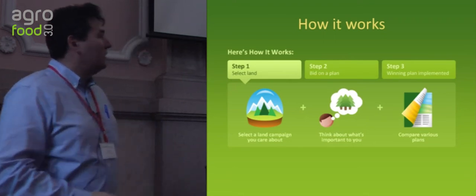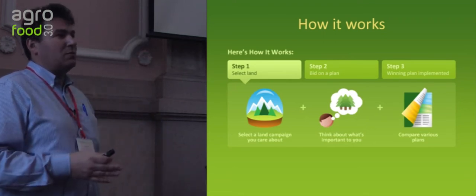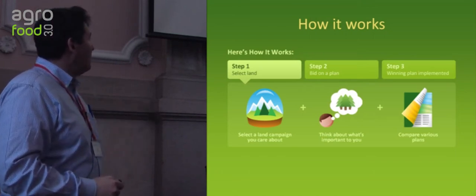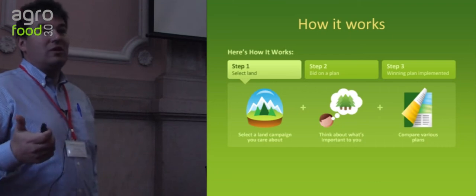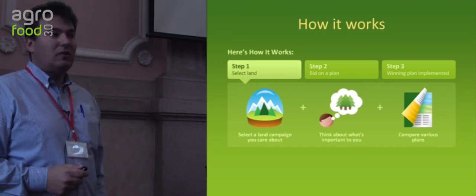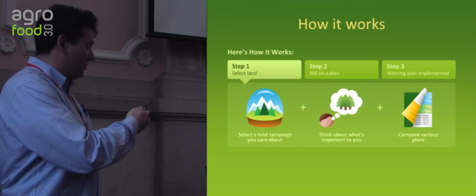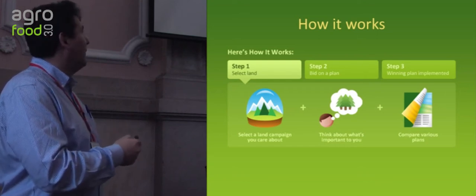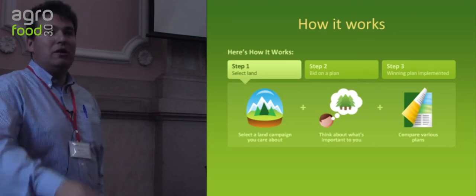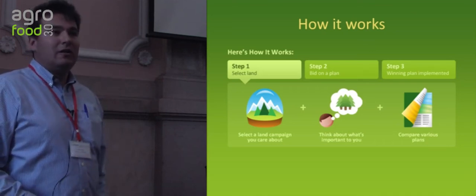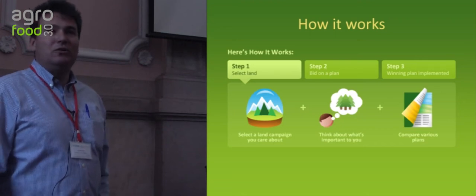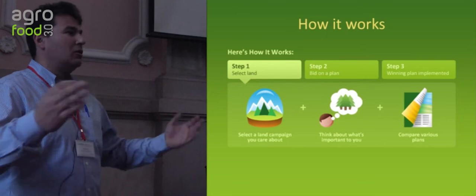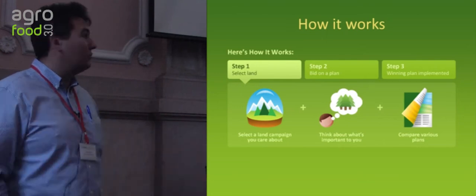So in the second part of this presentation, I will show you how you can do these things on the website. But if you are an interested bidder, the first thing you do is go in and see if there is a land campaign that is of interest to you. Maybe jaguar protection in South America. And in order to do that, you want to leave large tracts of forests untouched, and it costs a certain amount of money for the local communities and so forth.